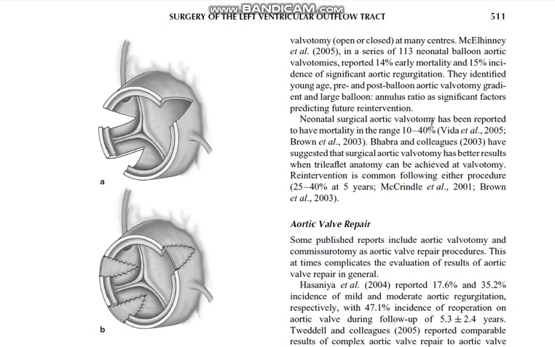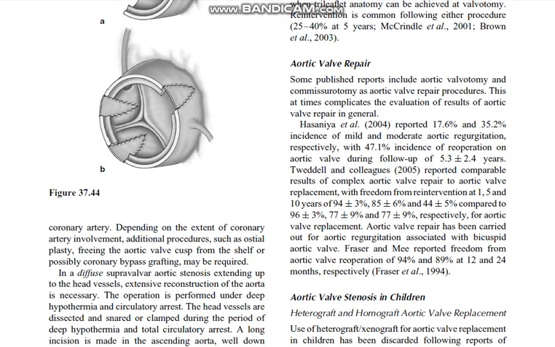Neonatal surgical aortic valvotomy has been reported to have mortality in the range of 10 to 40%. Habra and colleagues have suggested that surgical aortic valvotomy has better results when tri-leaflet anatomy can be achieved at valvotomy. Reintervention is common following either procedure, 25 to 40% at 5 years. Aortic valve repair. Some published reports include aortic valvotomy and commissurotomy as aortic valve repair procedures. This at times complicates the evaluation of results of aortic valve repair in general.